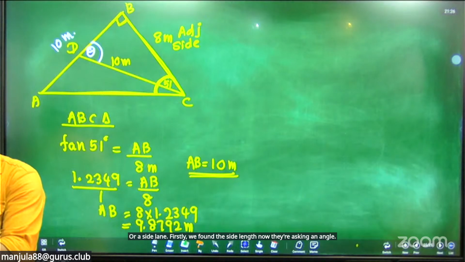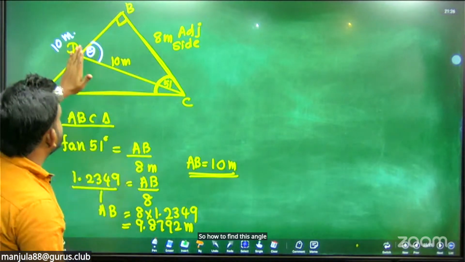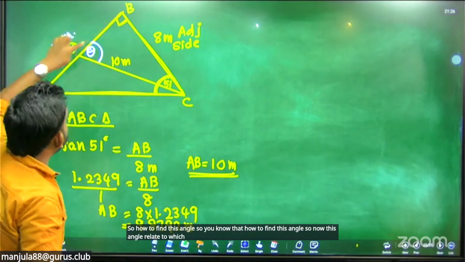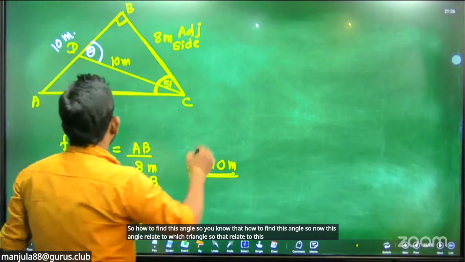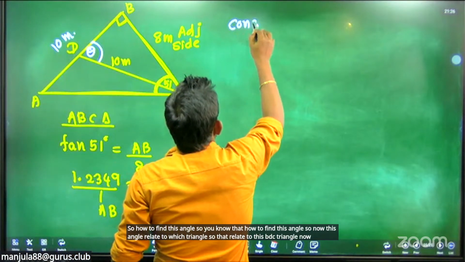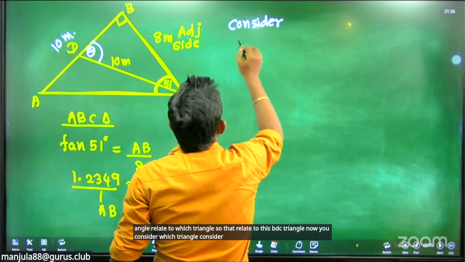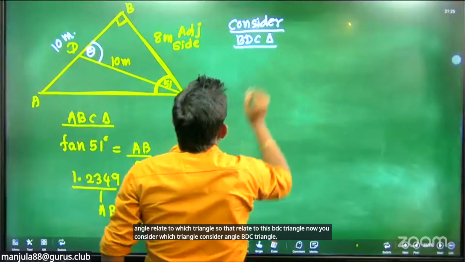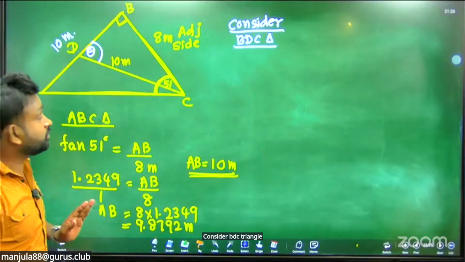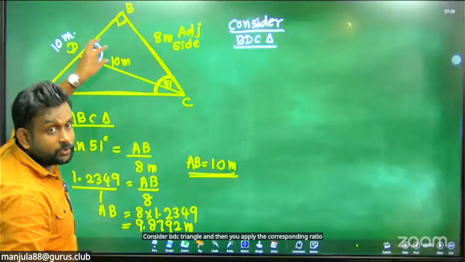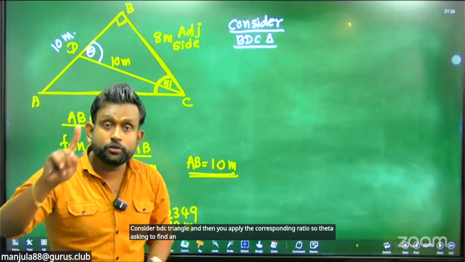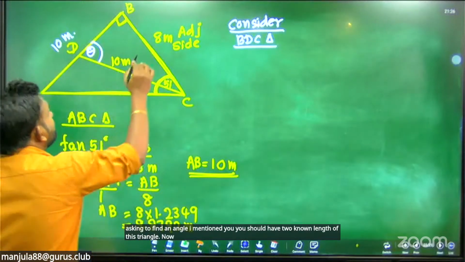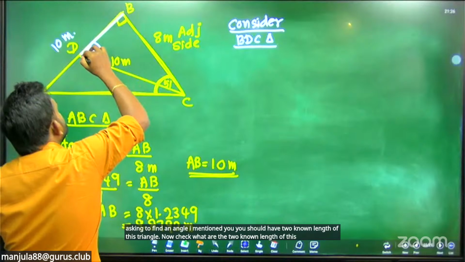So how to find this angle? This angle relates to which triangle? That relates to this BDC triangle. Consider triangle BDC, and then you apply the corresponding ratio. Theta is asking us to find an angle, so as I mentioned, you should have two known lengths of this triangle. Now check what the two known lengths of this triangle are.